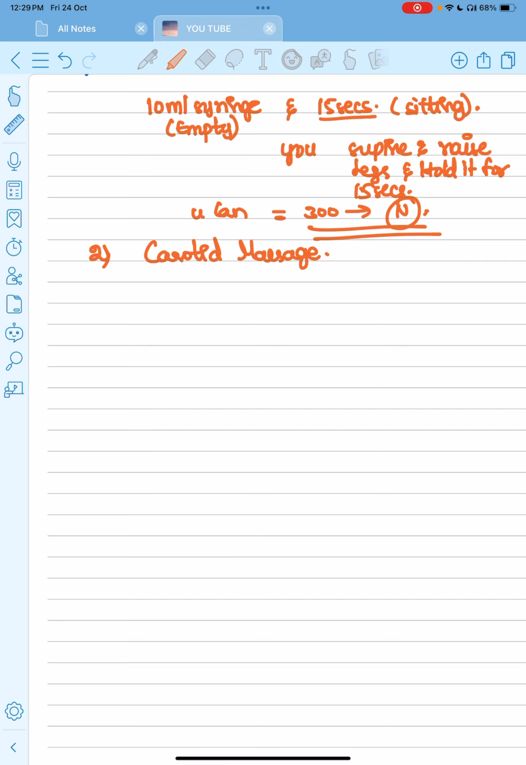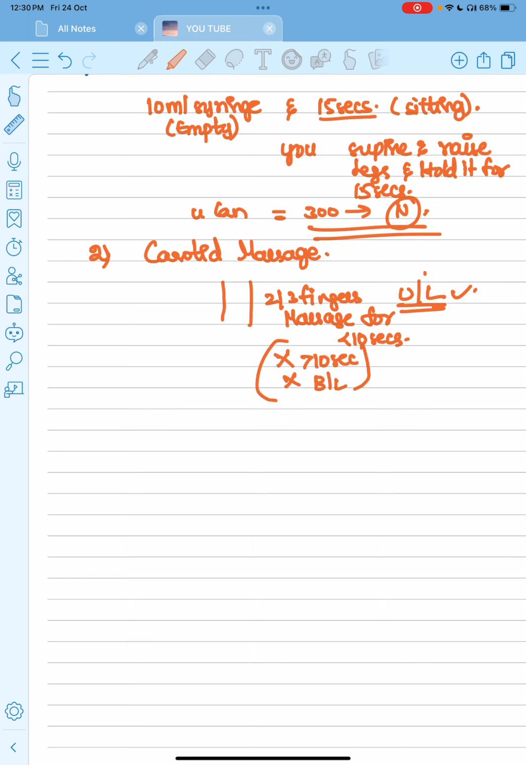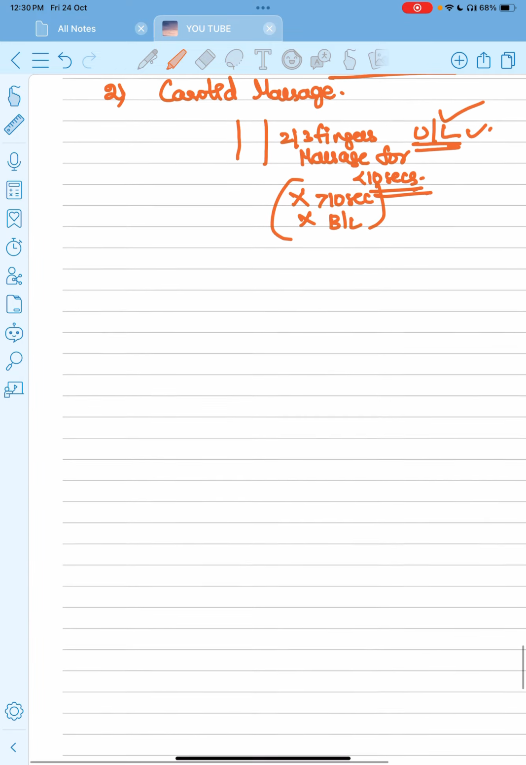Beside the trachea, with 2 or 3 fingers, unilaterally, you have to massage the carotid for less than 10 seconds. It should not be done for more than 10 seconds or done bilaterally. It is always unilateral and it should always be done for less than 10 seconds.